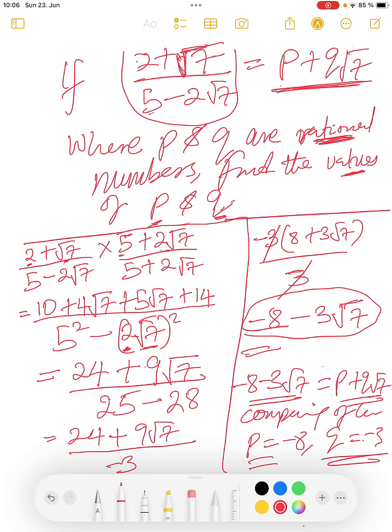So mind you also that this can be said if this is expressed in this form, where P and Q are rational numbers, find the values of P and Q. So we may not necessarily put equal to, because equal to may also mean that we need to begin to solve this equation. Just understand that the principle is they are trying to let you express this in this form so as to be able to evaluate it in this form. So whatever your answer is, you now compare the coefficients, and that solves the problem.